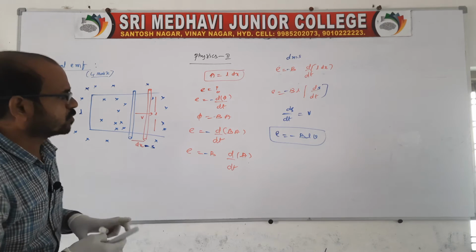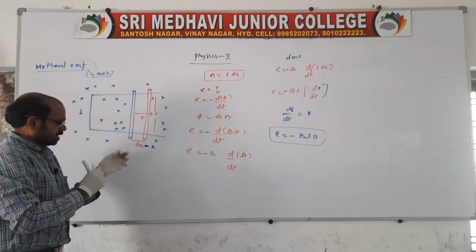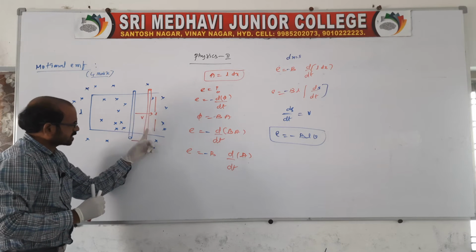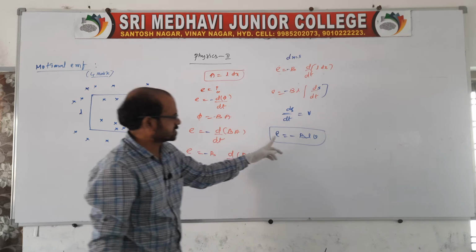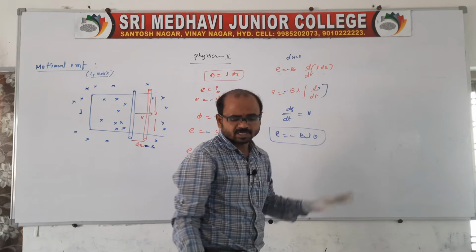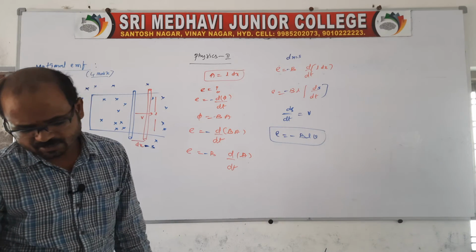The EMF induced in a given field, if the rod or wire is moving through a distance dx, is induced in the conductor or the given wire: E is equal to minus BLV. B is the magnetic field, L is the length of the wire, and V is the speed.